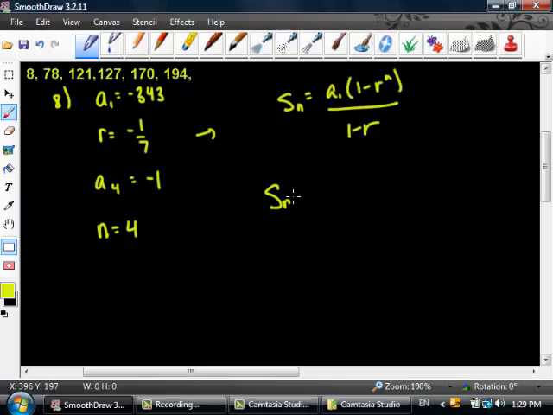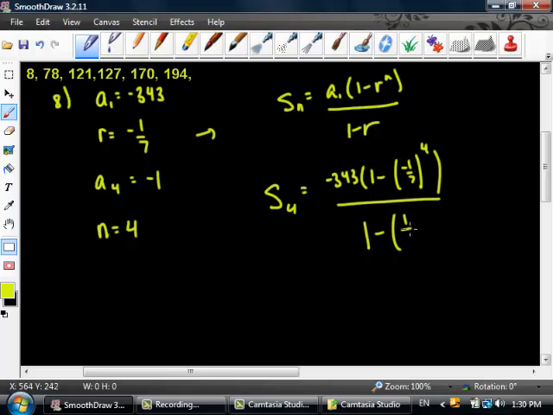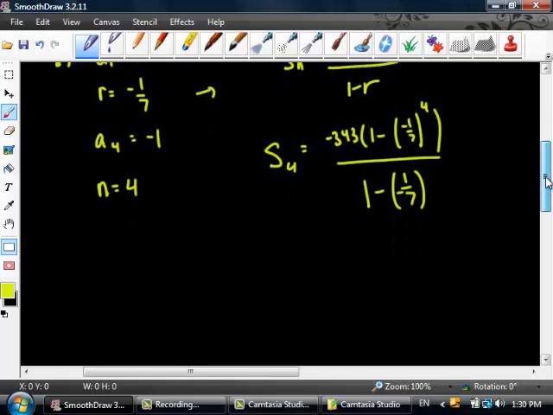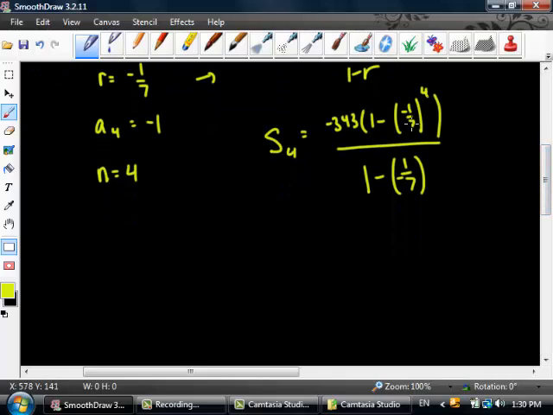So S sub, oops, not S sub n. I did that last time. S sub 4 equals a sub 1, which is negative 343, times 1 minus r. Well, r in this case is negative 1/7 to the n power, which is 4, over 1 minus negative 1/7. So far, so good, yes? Okay. The hardest part of this problem is figuring out what negative 1 over 7 to the 4th power is. Well, that is 1 minus 1 over 2401.